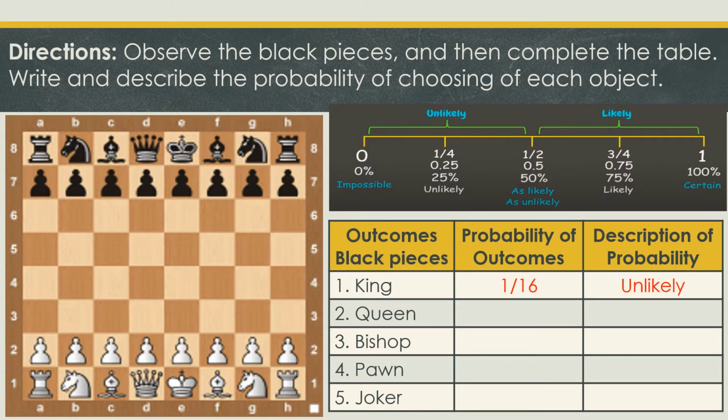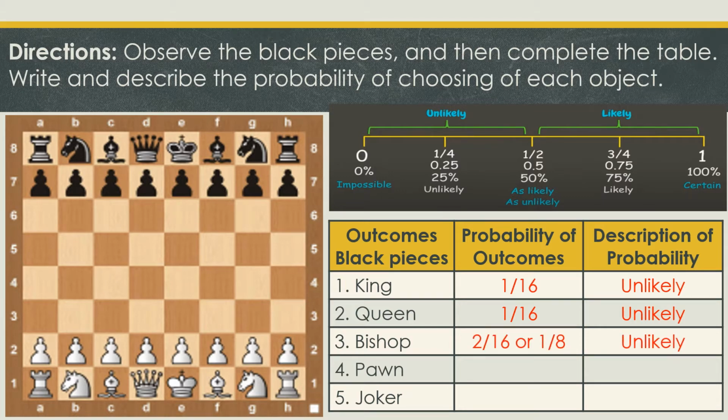Let's check your answer. Number 1, king. The probability of outcomes is 1 out of 16 because there is only 1 king out of 16 black pieces. The description is unlikely. Number 2, queen. The same with the king. There is only 1 queen, so the probability of outcomes is 1 out of 16. The description, unlikely.